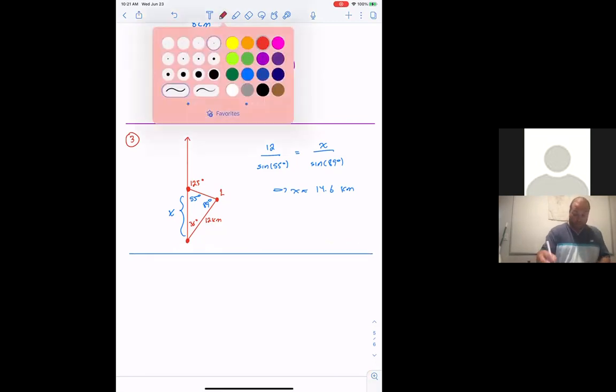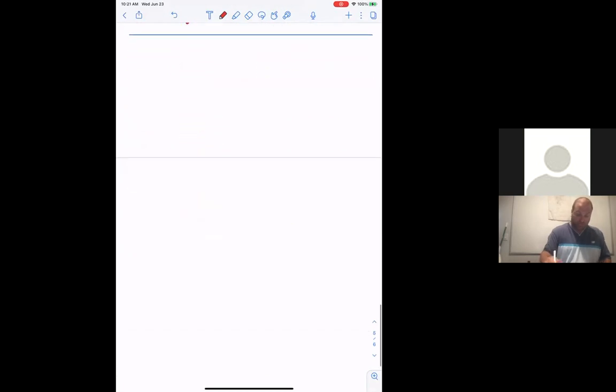Now, we have another example, which means we're going to do a new example that still uses the law of sines because I haven't yet gotten to the law of cosines. So let's see what happens.